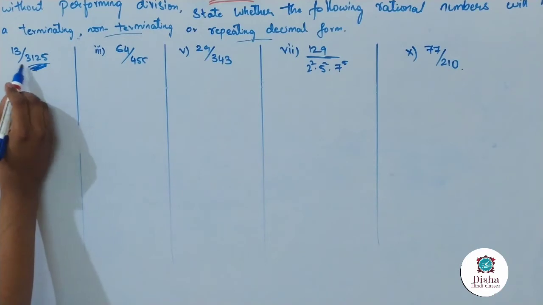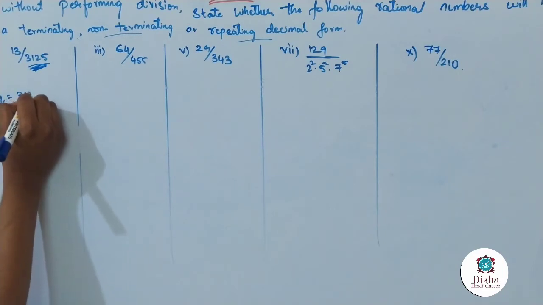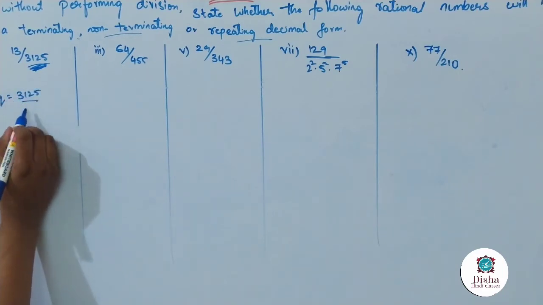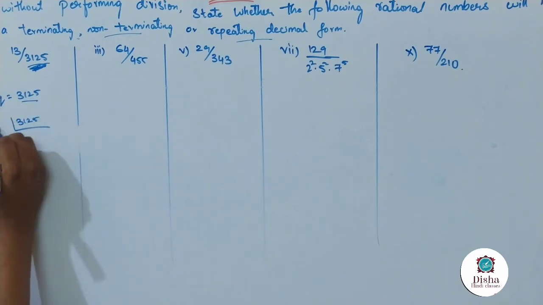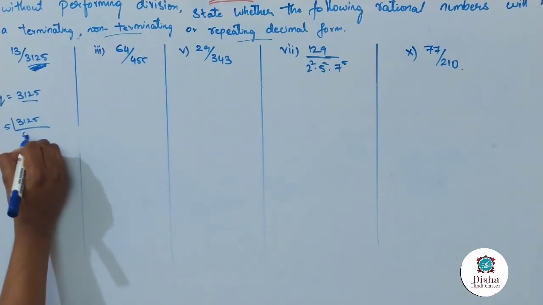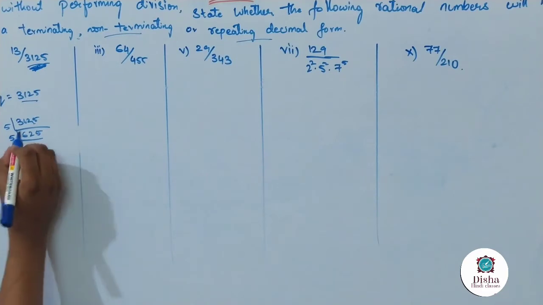So if we have a rational number in the form of p by q, and in the place of q we have 3125. So we prime factorize it. How? 3125. Prime factorization: we divide by 5. 5 6s are 30, 5 2s are 10, and 5 5s are 25. Right? Then again we divide it by 5.